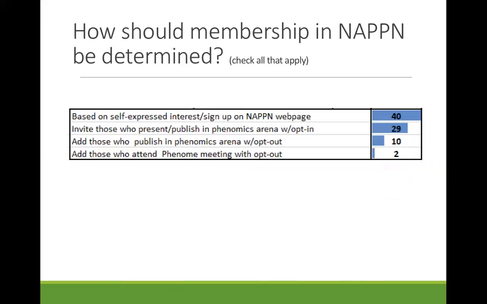Let's see. Then we asked about how should we include people in the membership of NAPPN. Initially, we took all the people who attended the convening event at Purdue and Phenome, at least the first year, if not the second year, and automatically made you members. And that's how we got up to where we are today. At this point, we thought we'd ask the question, is that how we should continue to do business? Or should we add people and then ask them to opt out?